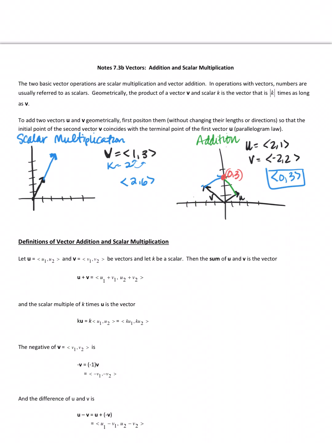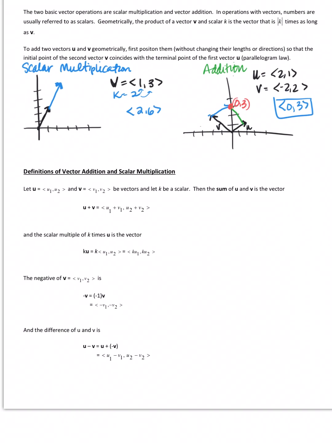Now, here it is in weird notation, so just hang in there. Definitions of vector addition and scalar multiplication. Let u be the vector with components u1, u2, and v be v1, v2. Be vectors, and let k be the scalar. So k, remember, is just a number. Then the sum of the two is, notice what's happening here, u1 plus v1, so it's taking the x components and adding those together, the y components and adding them together. So it's literally just adding two vectors. You end up with a vector, it's the sum of the x's, the sum of the y's.